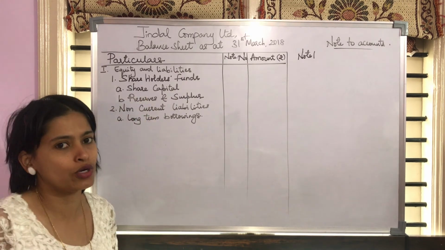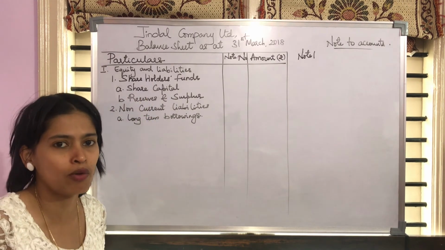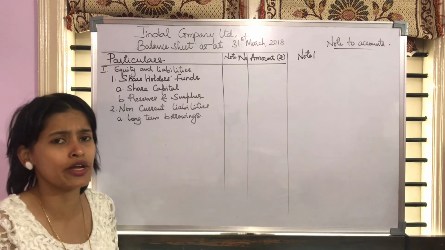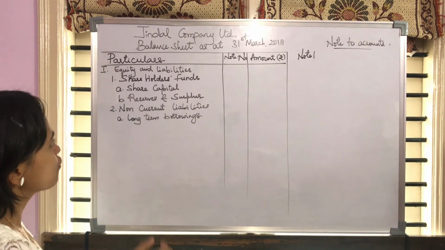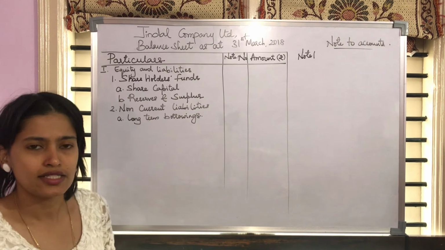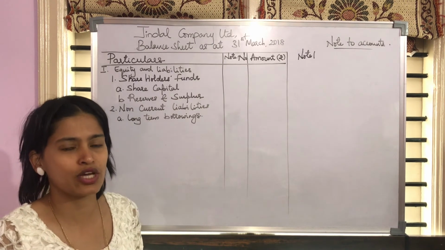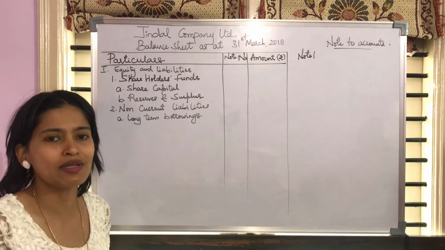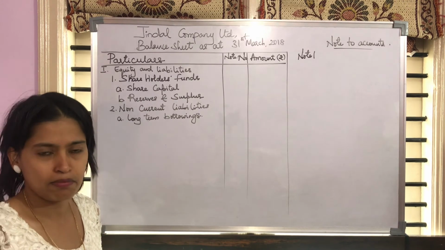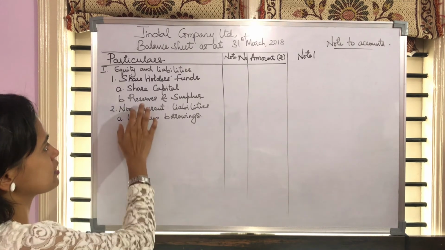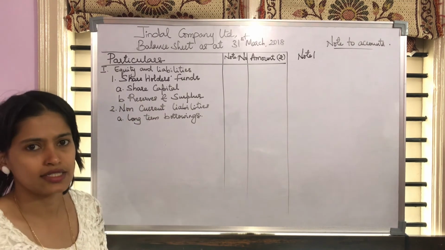So you already know what is a share capital. It can be in the form of equity shares or preference shares. Followed by we have reserves and surplus, like general reserve, reserve fund, surplus in the form of profits of the business. Those things will be written under the heading reserves and surplus.